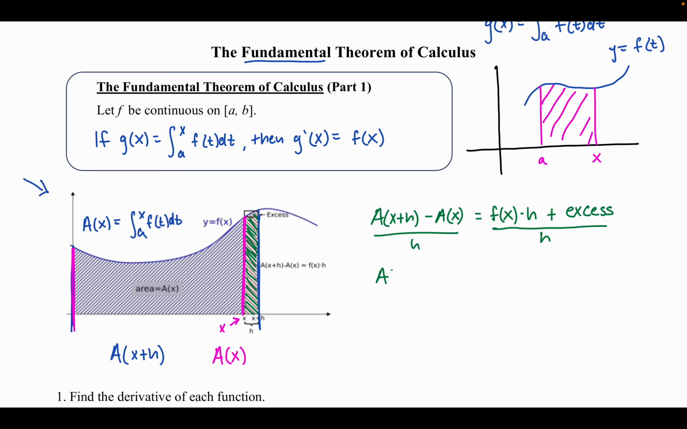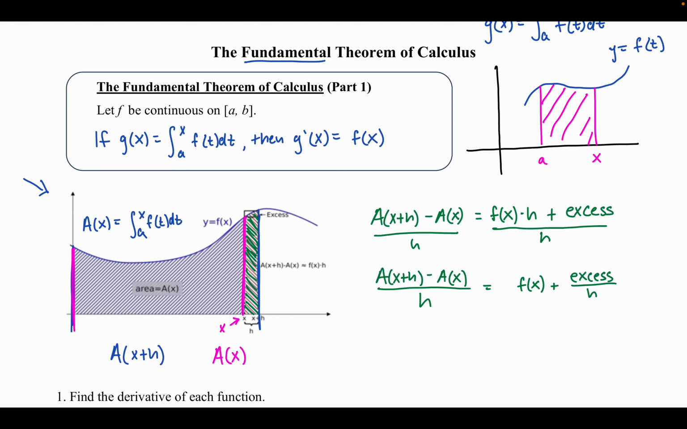So we have the area of x plus h minus the area of x over h equals f of x plus the excess, it's kind of like our error, over h. So that left-hand side of the equation should be looking quite familiar to you.